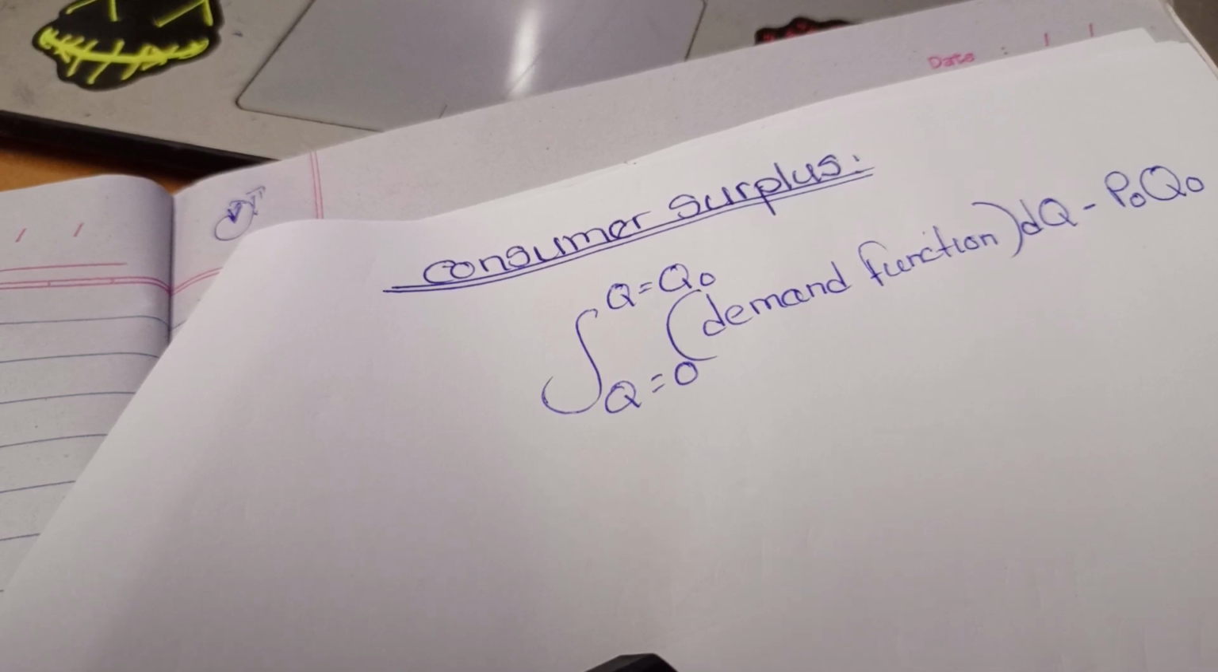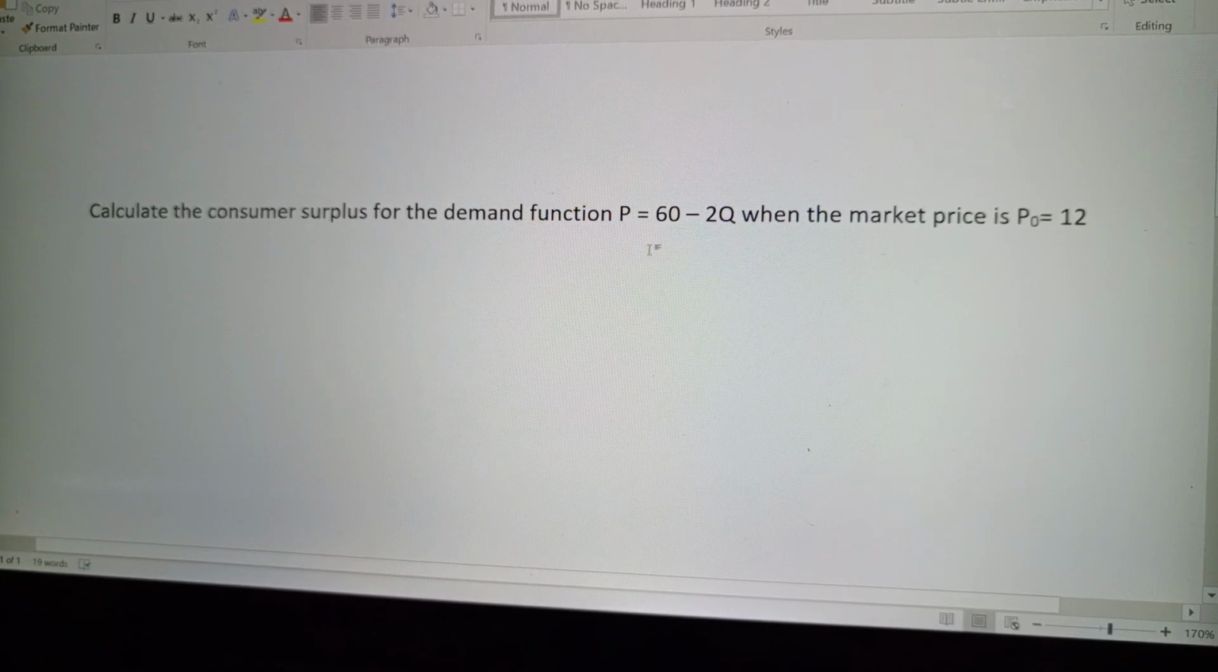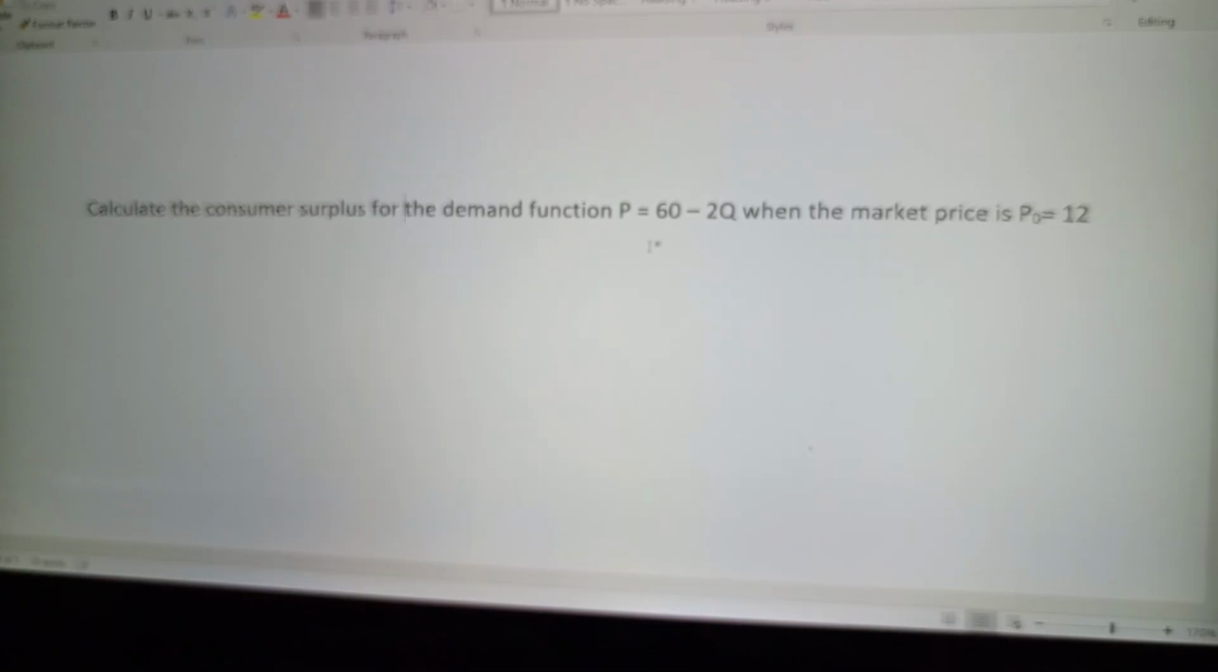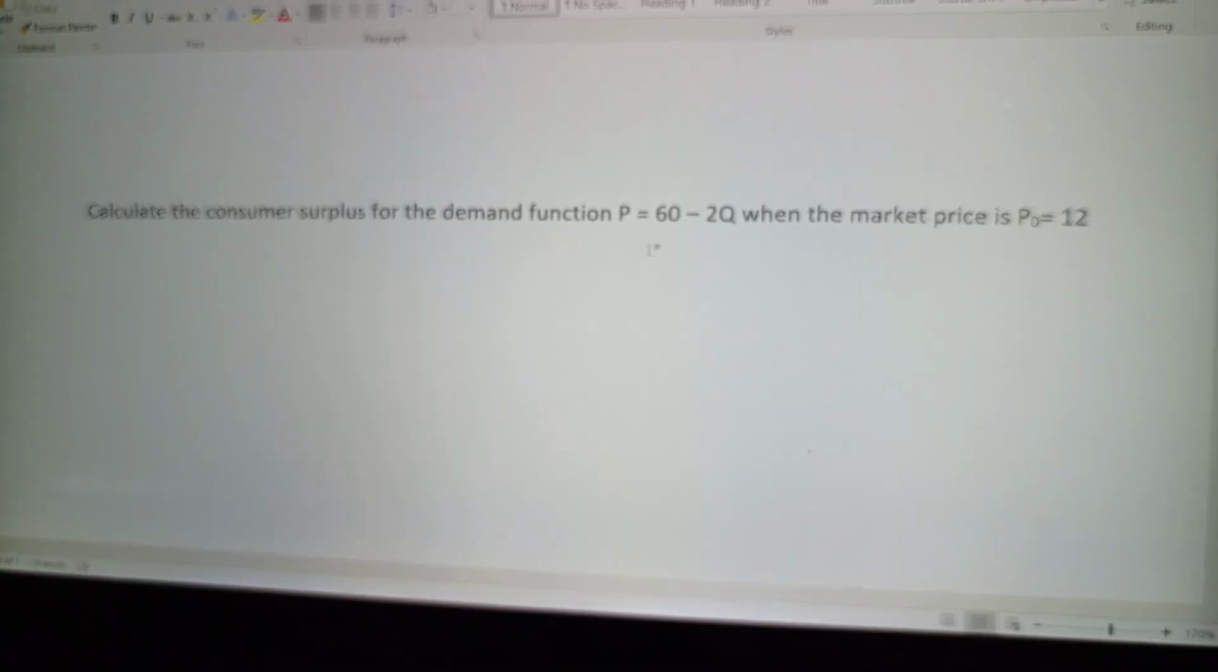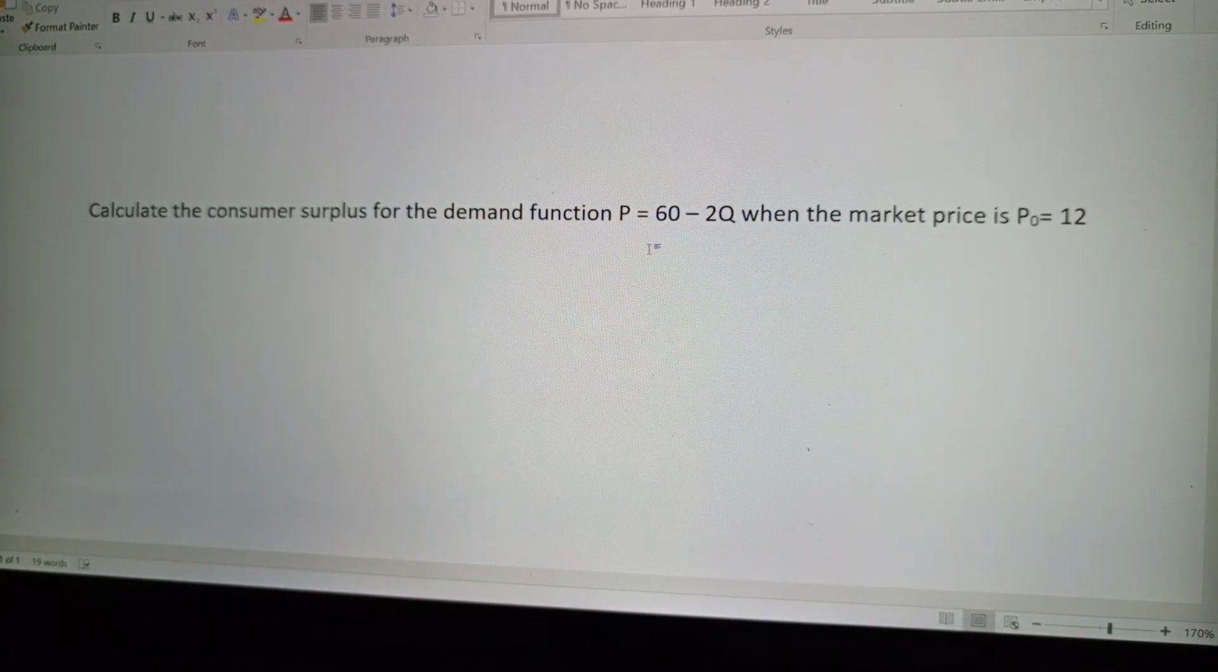So let us have one question. We see how we determine consumer surplus using integration and how we graph the consumer surplus equations. So we have one question there which reads: calculate the consumer surplus for the demand function when the market price P is equal to 12. We will also graph the demand function.